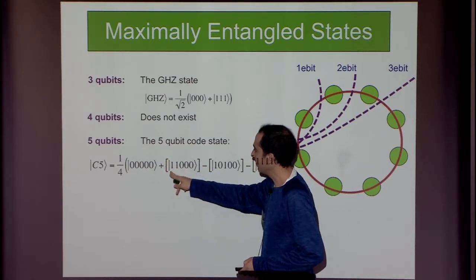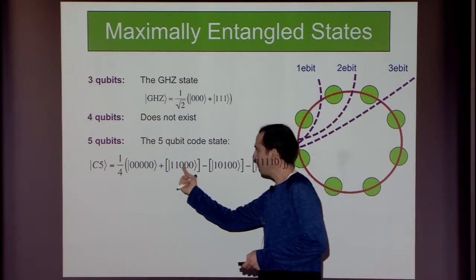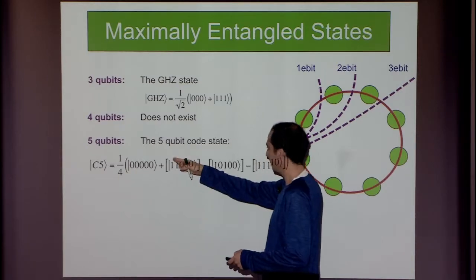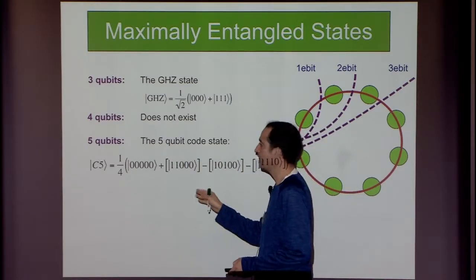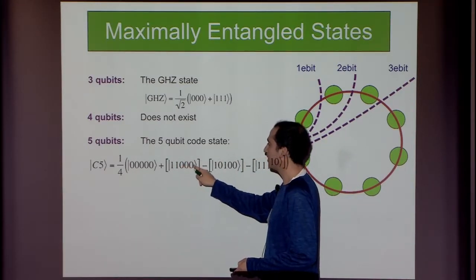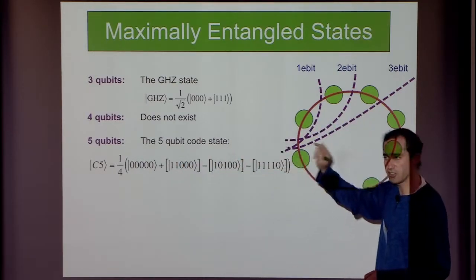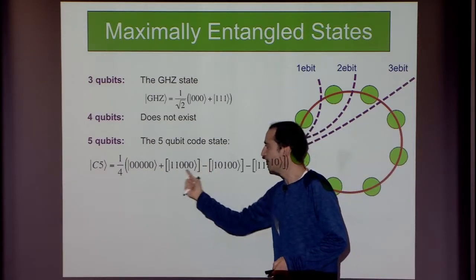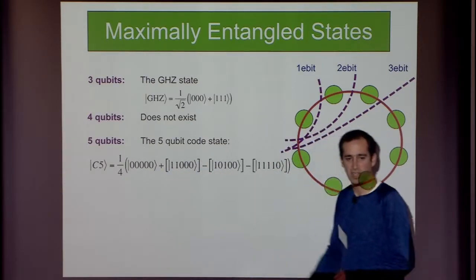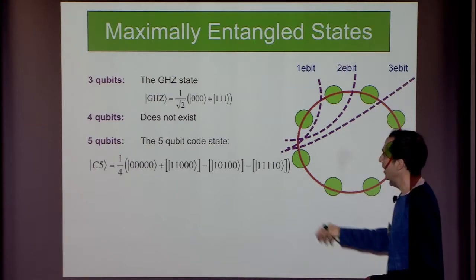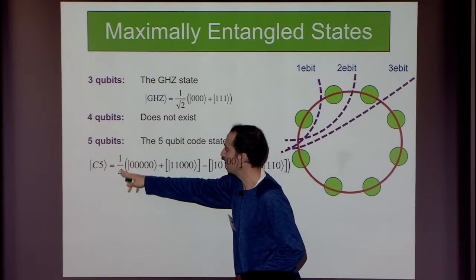This bracket here corresponds to cyclic permutation, because I didn't want to write a very long state. It just means 1,1,0,0,0 plus 0,1,1,0,0 plus, and so on, where the 1,1 just shifts, so there are 5 terms here. It's cyclic, 5 terms in each of those, and it has to be normalized, so I divide by 4.